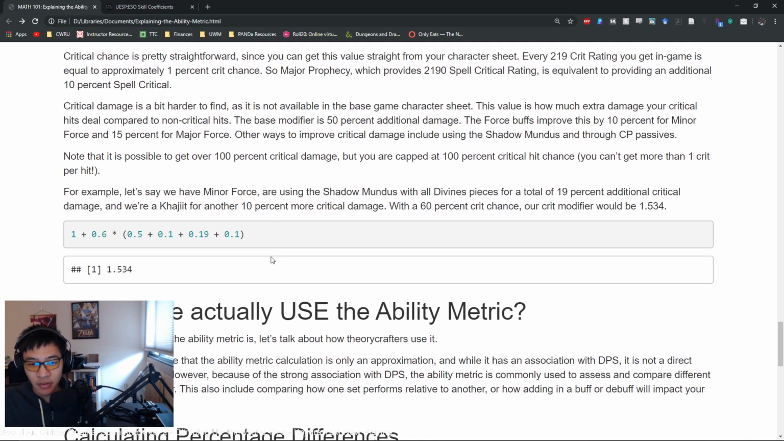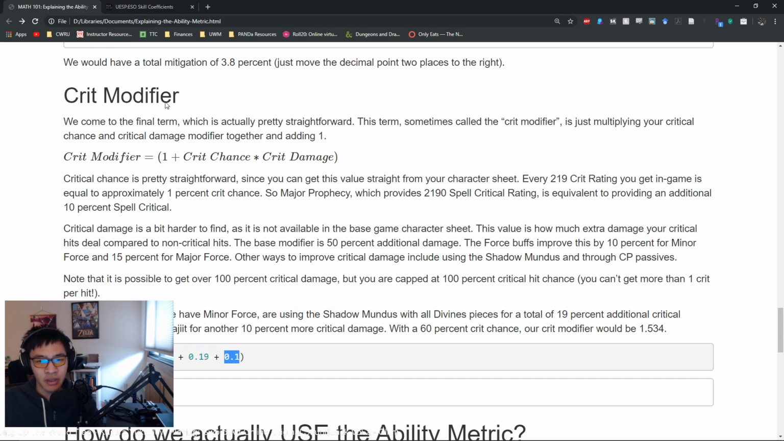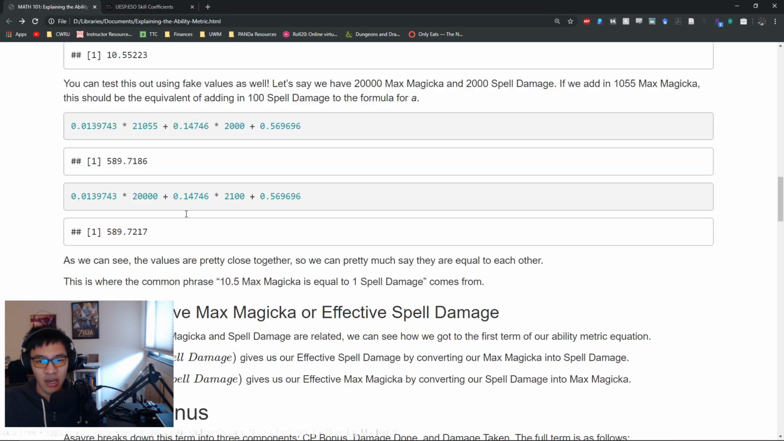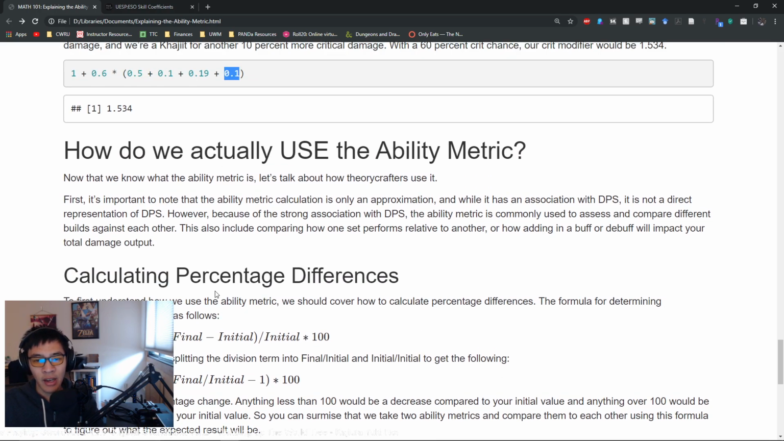An example of our crit modifier would be, let's say we have Minor Force, we're using the Shadow Mundus with all divines for a total of 90% additional crit damage. We're a Khajiit, so we get another 10% additional critical damage, and we have 60% crit chance. Our crit modifier would be 1 plus 0.6, which is our crit chance here, times your base modifier 0.5, plus Minor Force, your Shadow Mundus, and your Khajiit passive, and you get 1.534. So this is basically all the breakdowns here: your crit mod, your mitigation, your attacker bonus, and your effective max magic effective spell damage. And that all boils down to your actual value here.